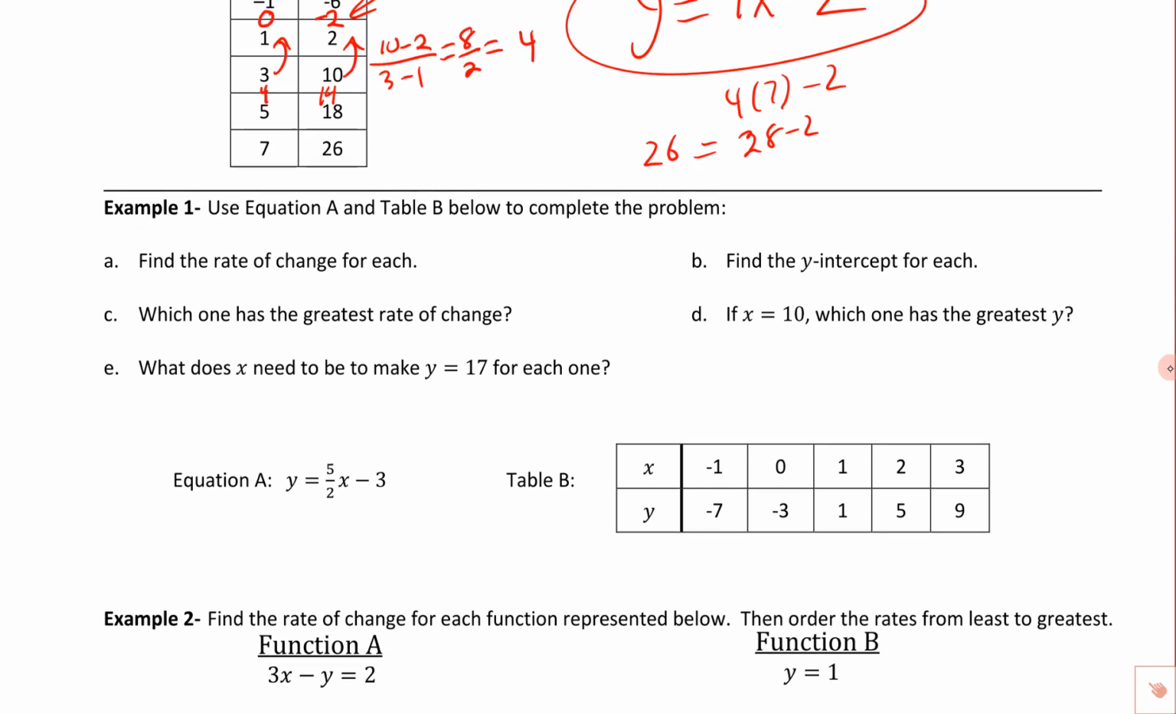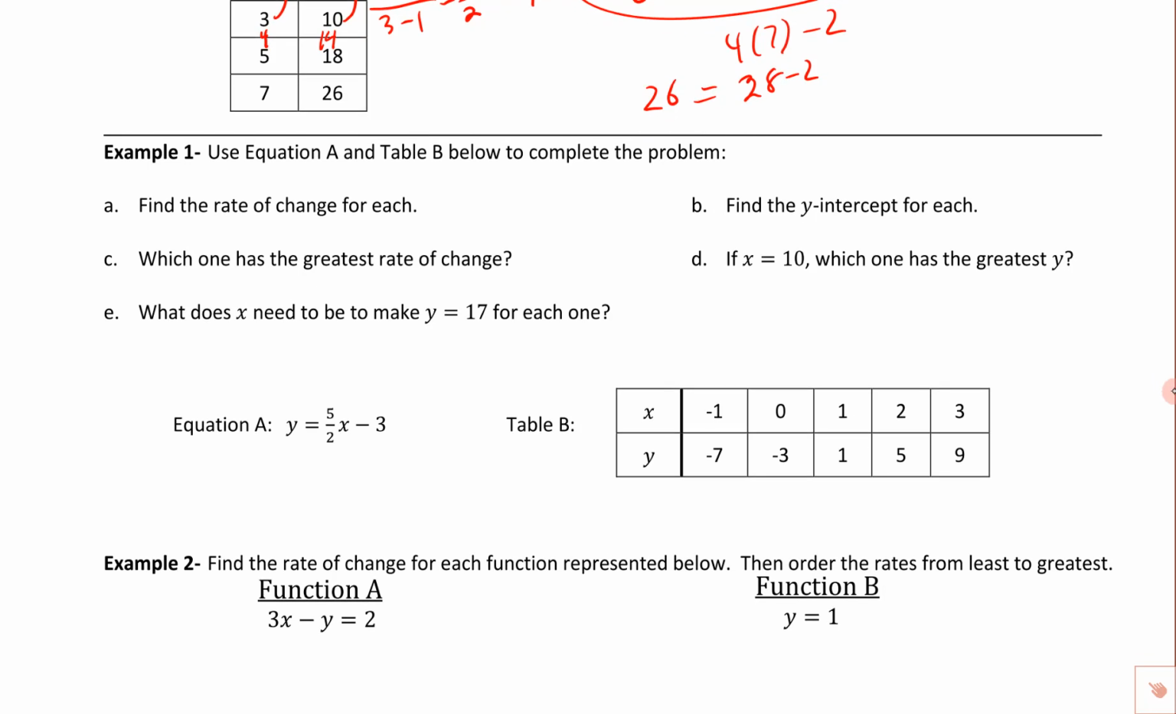Okay, so for today, here's what we've got as far as the type of problems that we're going to see.